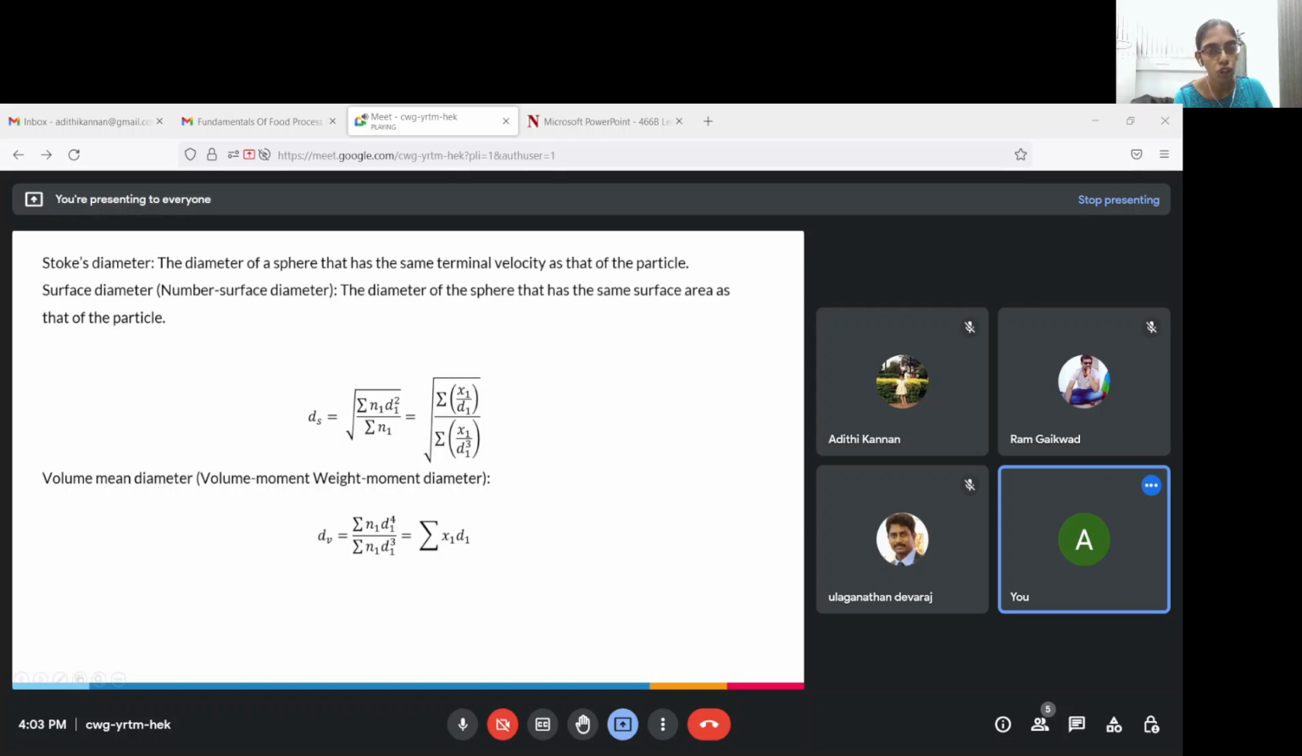And the next is volume mean diameter. Volume mean diameter, or volume moment weight moment diameter, is the diameter of a sphere that has the same volume as that of the particle. So dV is equal to n1 d1 cubed, which, when converted to a weight fraction, will give you x1 d1. So the answer to this question is option C.